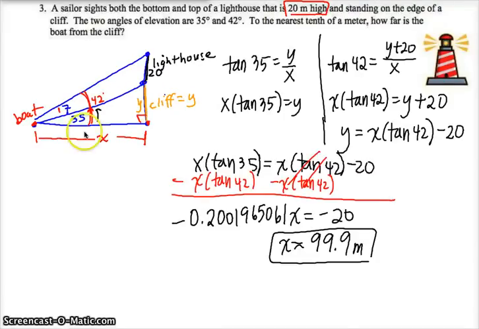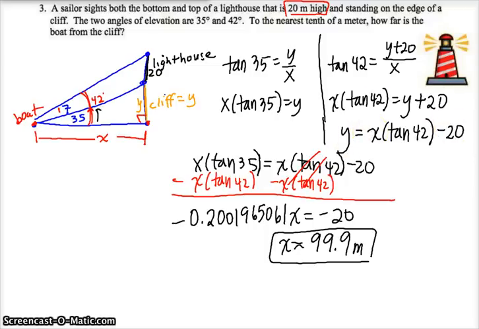Okay, so you should have gotten tan of 35 equals opposite over adjacent, y divided by x. Tan of 42 equals opposite. Well, this time my opposite is 20 plus y. So I have 20 plus y divided by x. I solve for y: first I have to multiply by x, and then I have to subtract 20. So y equals x times tan of 42 minus 20.